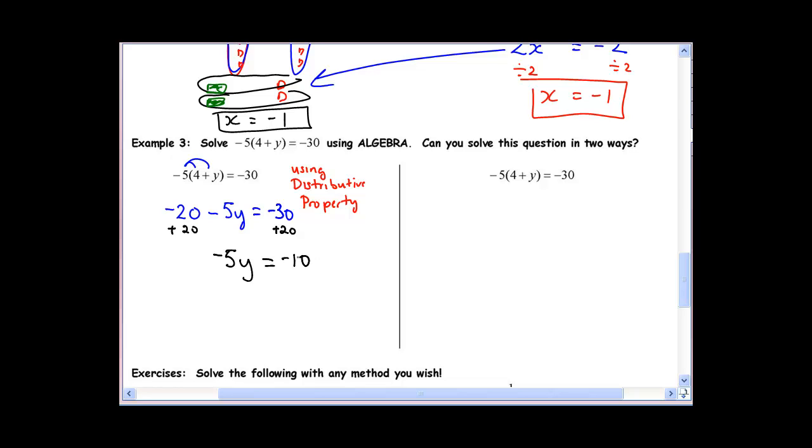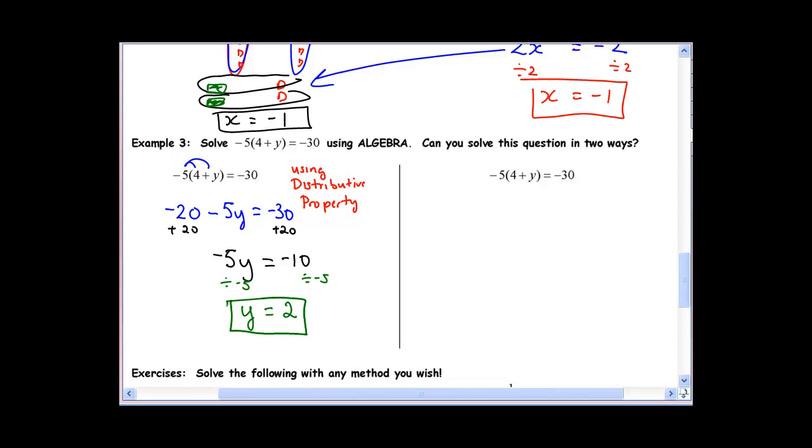That leaves us with negative 5y, and then negative 30 plus 20 is just negative 10. Looking good now, so negative 5 times y equals negative 10. To solve for y, doing the opposite operation, we have to divide by negative 5. So then you get y, and what's negative 10 divided by negative 5? 2 negatives divided by each other gives you a positive. 10 divided by 5 just gives you 2. And there you go.